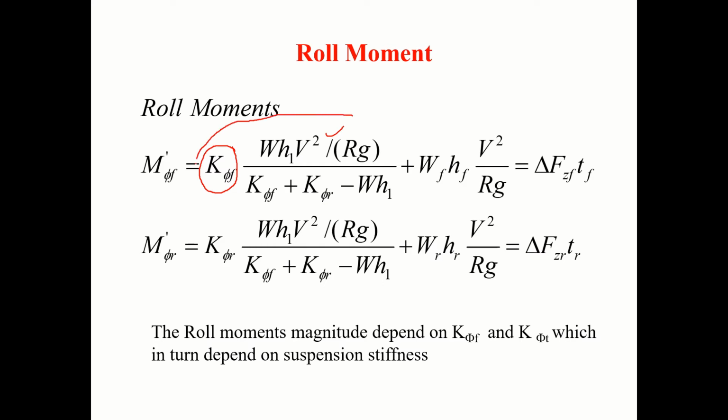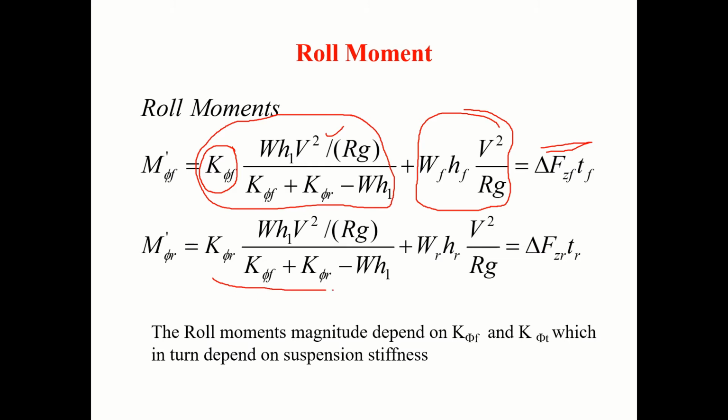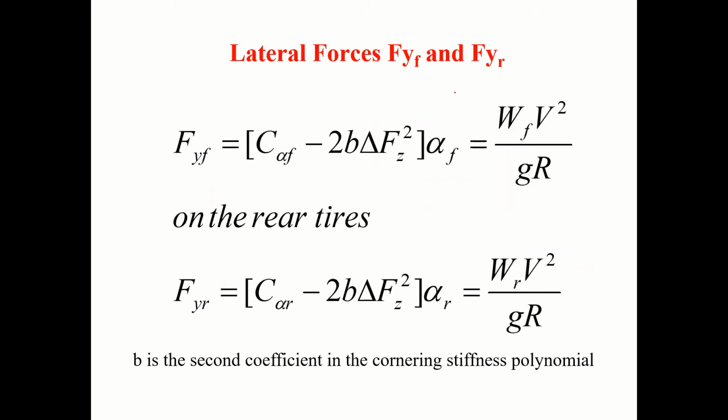This is the roll moment distribution due to load transfer. This is due to cornering force. Okay, that is nothing but this value. Similarly, on the front side, this is the roll moment distribution on the rear. I told you there are two types of load, rolling load and another one is cornering force. And this is the load distribution on the rear. This is roll moment distribution.